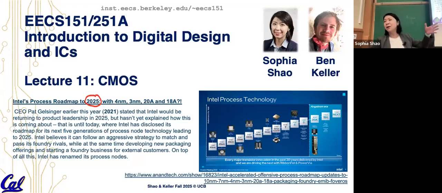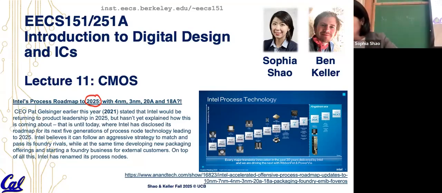For folks who remember around 2020, 2021, that's around the time when Intel started really thinking about advanced manufacturing, especially domestic advanced manufacturing, and had a more concrete roadmap for how they wanted to support different semiconductor needs in the US, and also how they would advance to more advanced nodes.